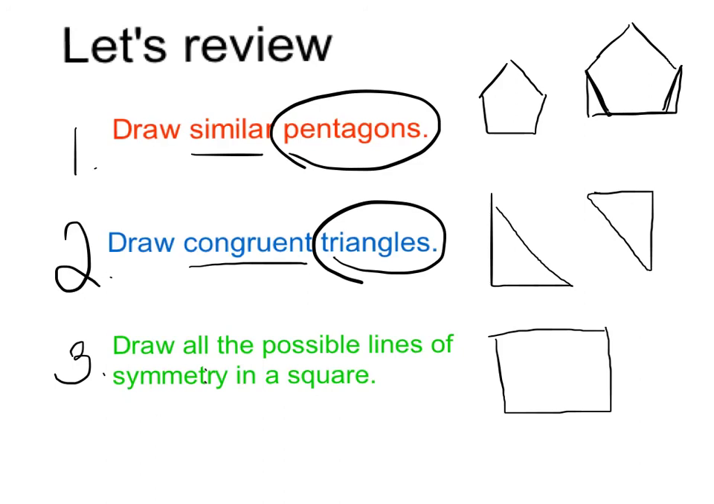A line of symmetry in a square, there are more than one. You can cut it straight down the middle there, there, there, there, end to end, triangle to triangle. How did you do?